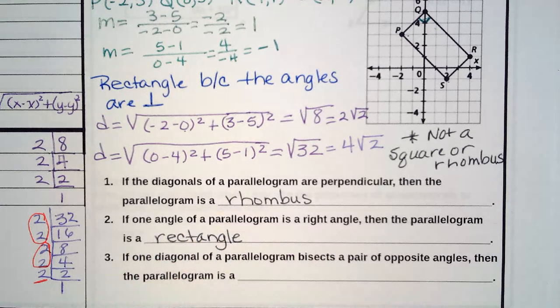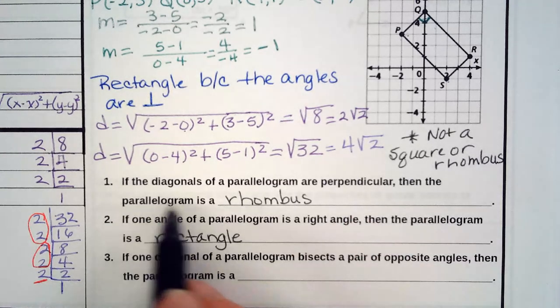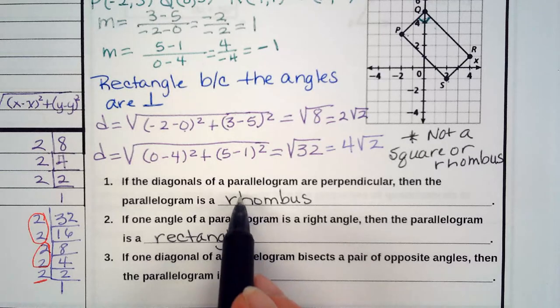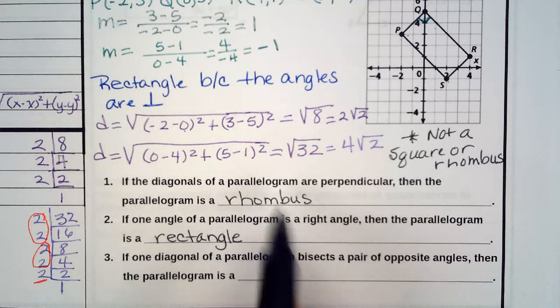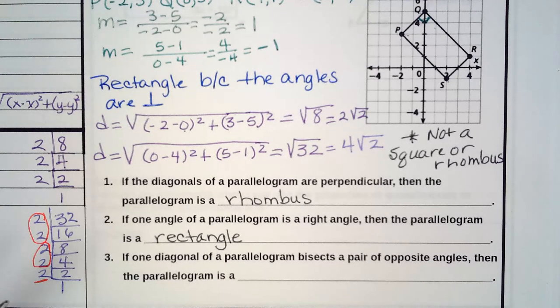Can I also say it's a square? Is that condition enough to say it is a square? No, because we have to know at least 2 of the sides are congruent, and we don't know that any are. With a rhombus, we know that when the diagonals are perpendicular, that is a characteristic.